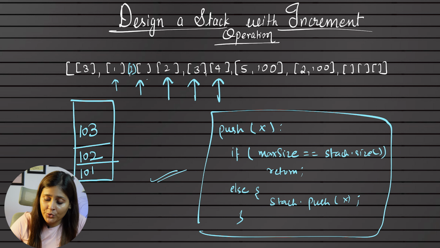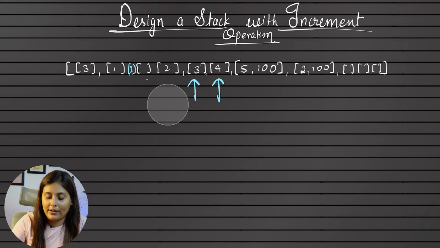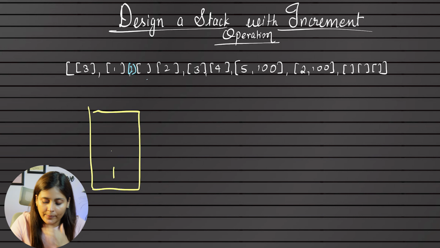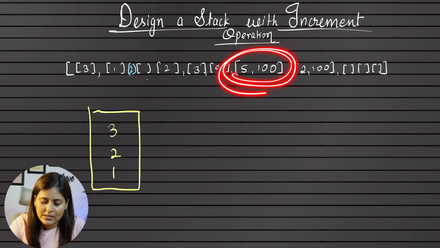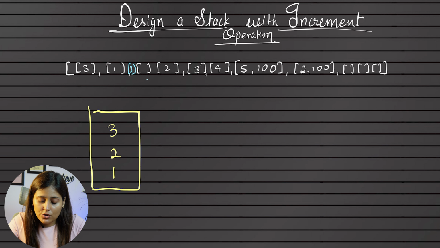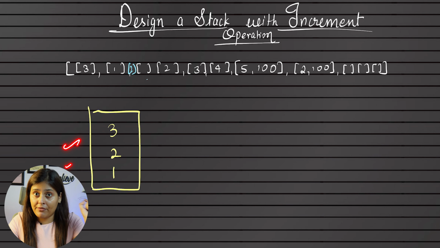Then can we reduce the increment operation here? Because it is taking O(n), right? Let's think. In the increment, when we already have 1, 2 and 3, correct? And when we have to change the bottom 5 values, it means all 3 values. So what we are doing is running this for loop to change every such value. But this question does not mean that you actually need to change every value.